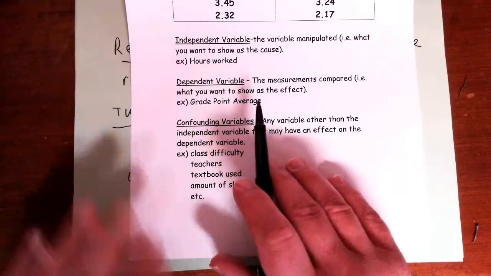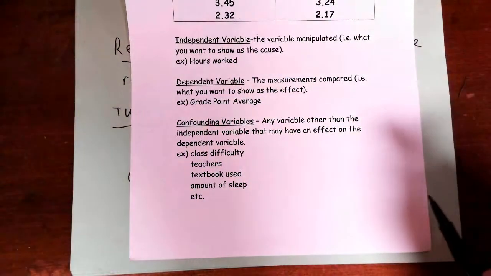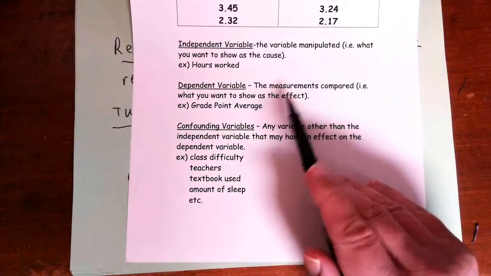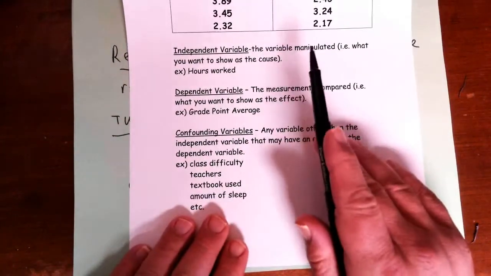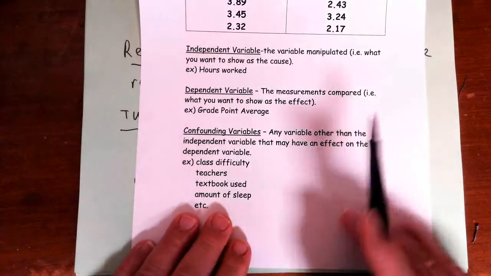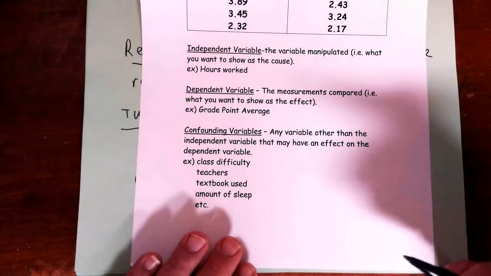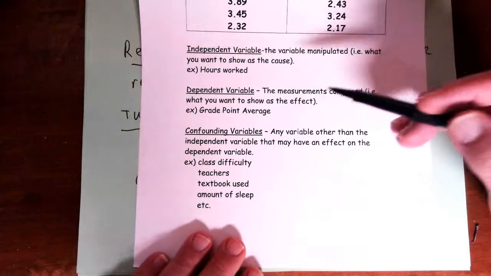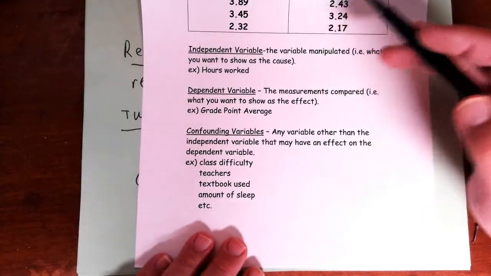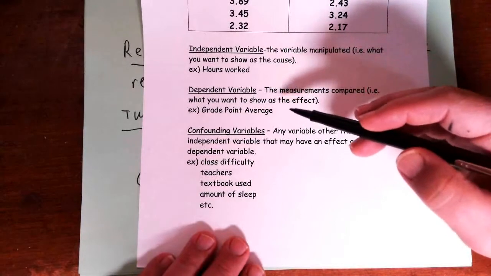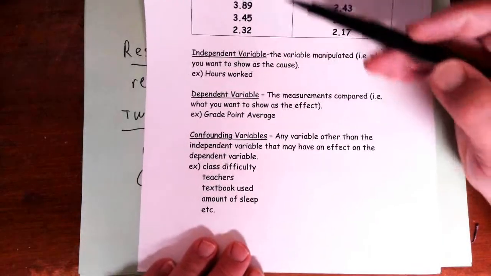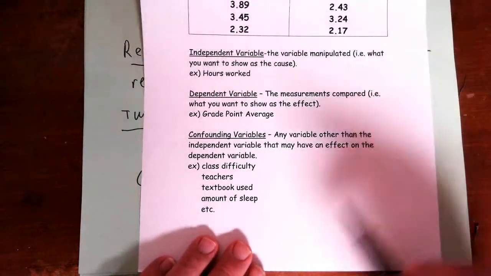The dependent variable is the thing that you want to show as the effect. So in this case, it's the grade point averages. It's the measurement that you're going to compare at the end of the study to see if there's a difference between the two groups. So the independent variable is the cause, in this case the hours that they work. Dependent variable is the effect, which is their grade point averages.